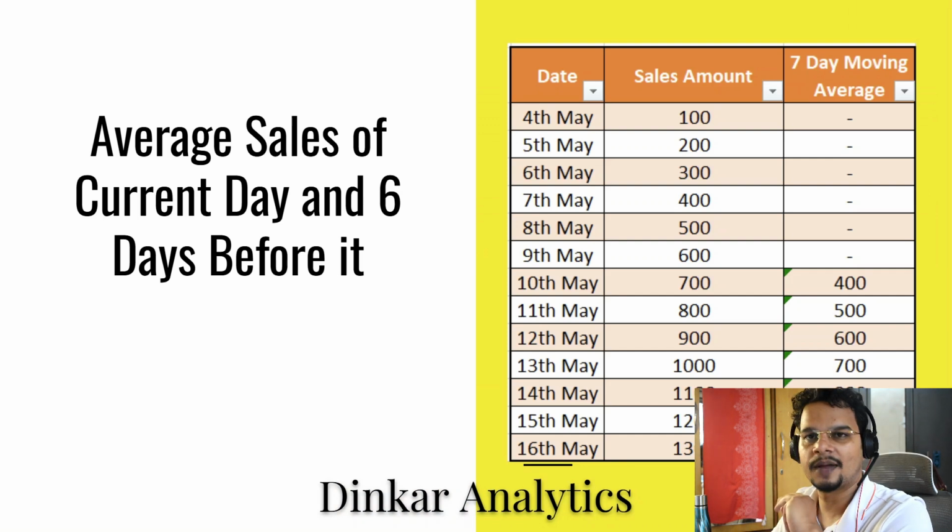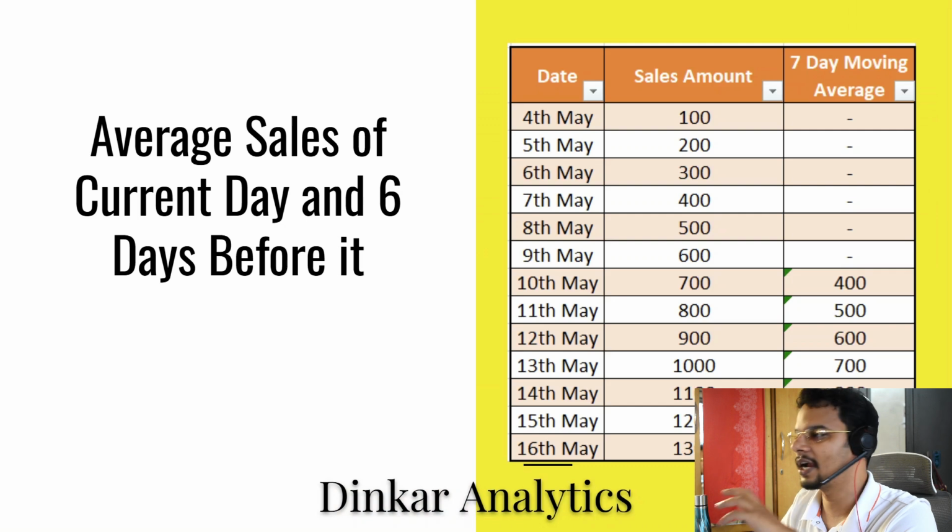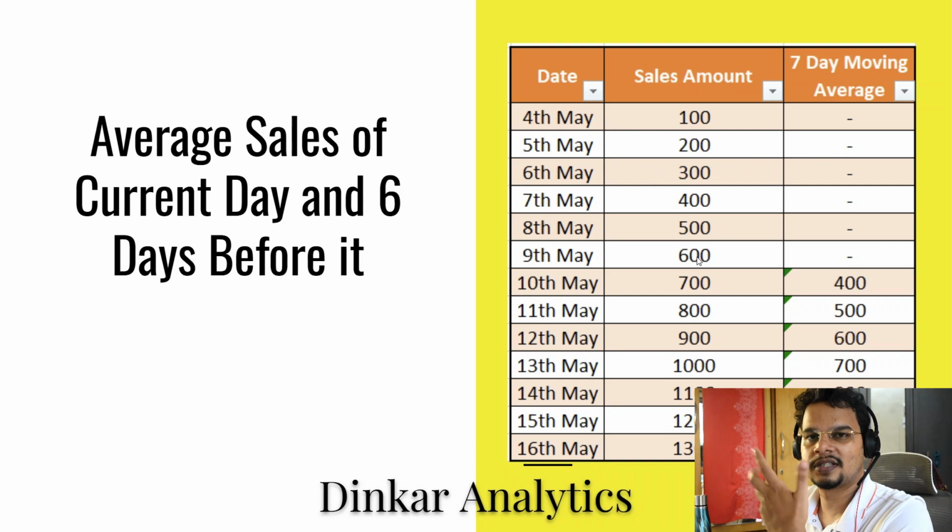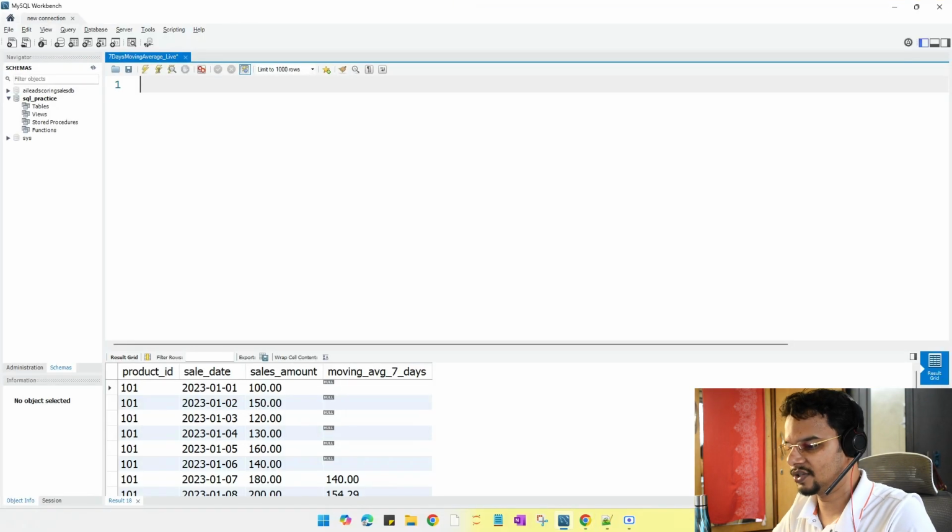So the logic, let's look into this image. I have got 3 columns over here. We don't have product ID because we are going to use it in our final script. But if you see the logic over here, for the first 6 days, since we haven't reached 7 days yet, I have kept it null. But for the 7th day, it is taking the average of 700 plus the values for the last 6 days. And then so on and so forth. So for 800 plus the last 6 days, it is calculating the average value and giving the output. That is what we are going to do in our MySQL Workbench as well.